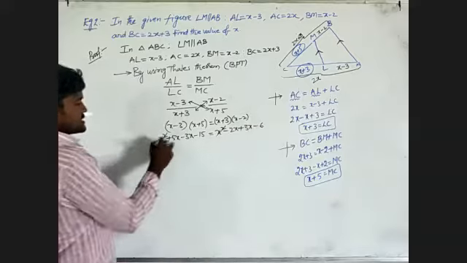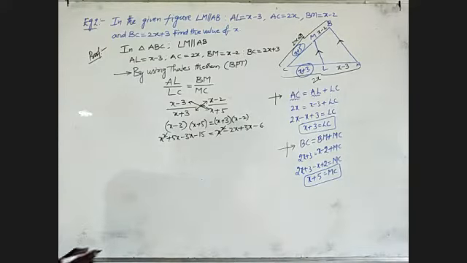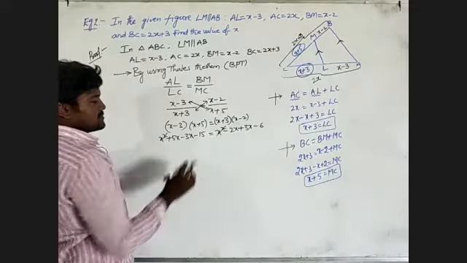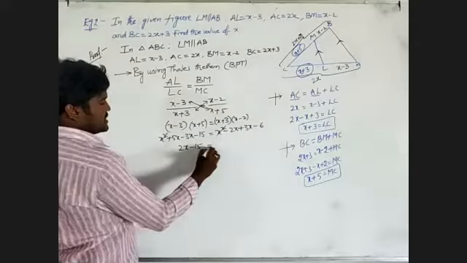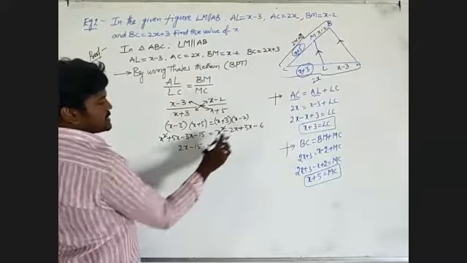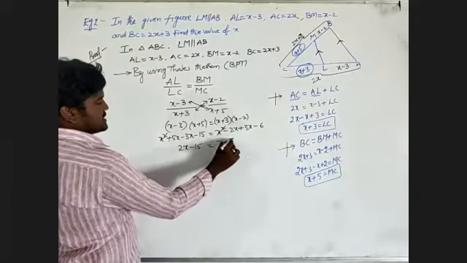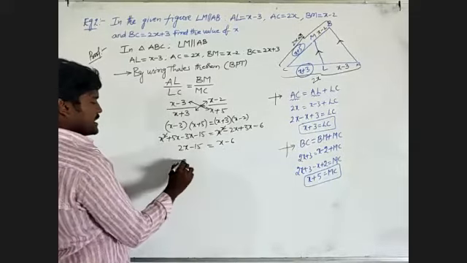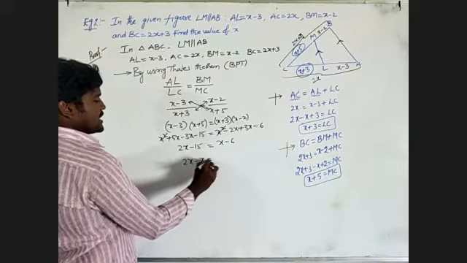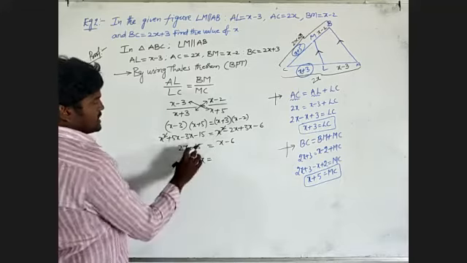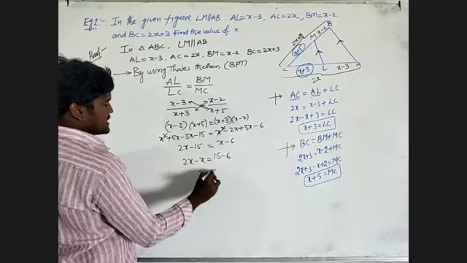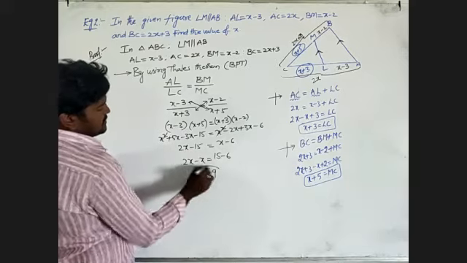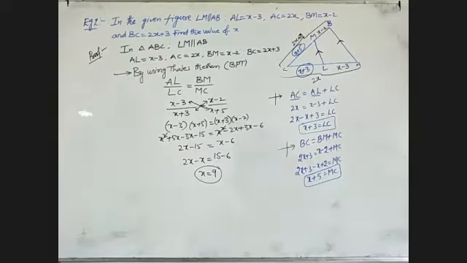We will observe that x square and x square will be cancelled. Why? Because both have the same sign. 5x minus 3x will become 2x minus 15 is equal to minus 2x plus 3x, which is x minus 6. The x moves to this side, so that will be written as 2x minus x is equal to minus 6 plus 15 moves to that side. That is 15 minus 6, so x becomes 9. Here we have to find out the value of x.